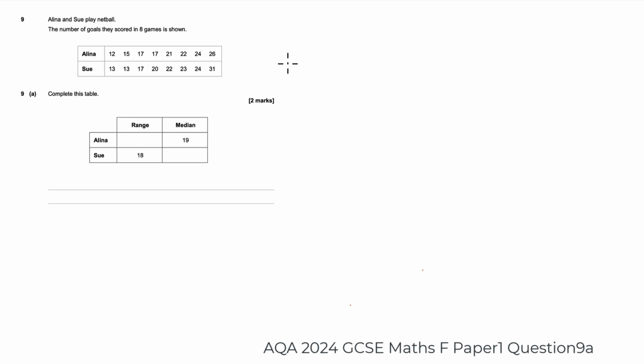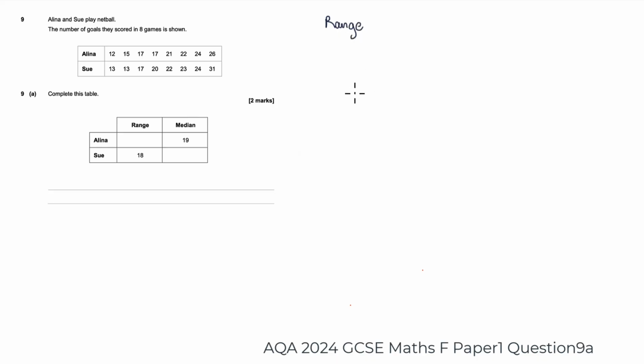Well, here's question 9, and we're told that Alina and Sue play netball, and here's a table showing the number of goals that they scored in 8 games each. And we have to complete this table, which shows the range of these data, these numbers, and the median in each case. So let's take the first column. Let's have a look at what we mean by the range.